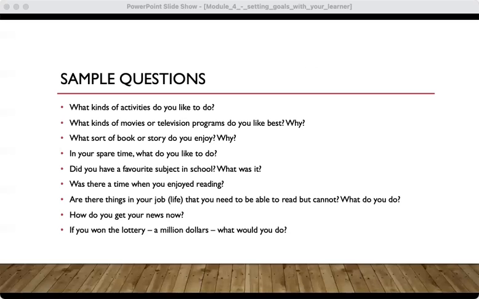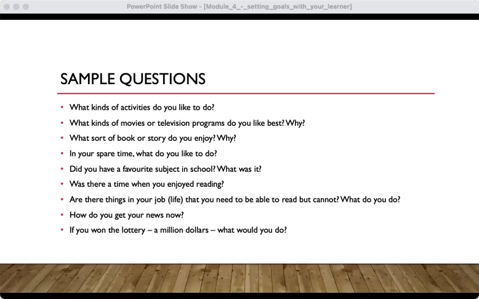What kind of activities do you like to do? What kind of movies or television programs do you like best? Why? What sort of book or story do you enjoy? Again, probe for some more information and ask why. In your spare time, what do you like to do? Did you have a favorite subject in school? What was it? You can probe this further by saying, what made this a positive experience?